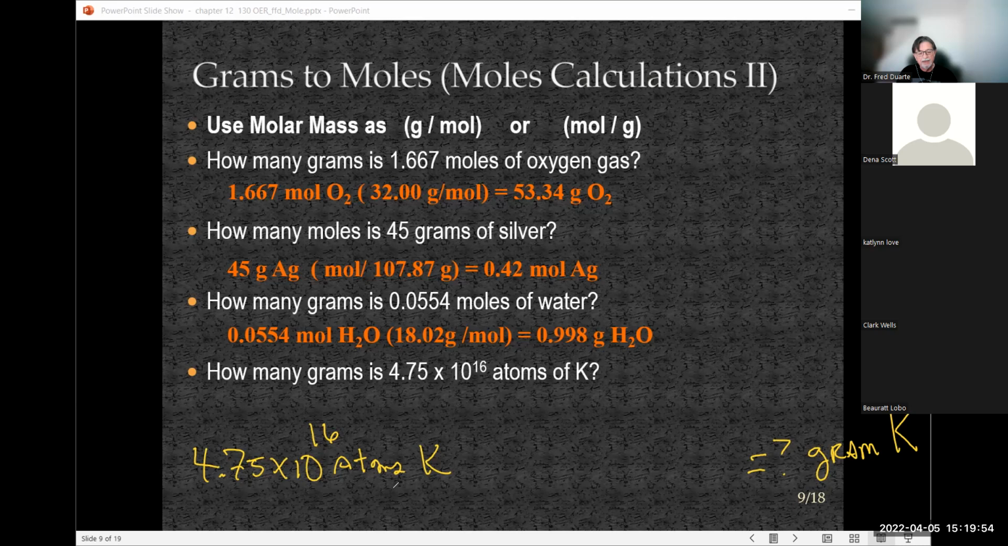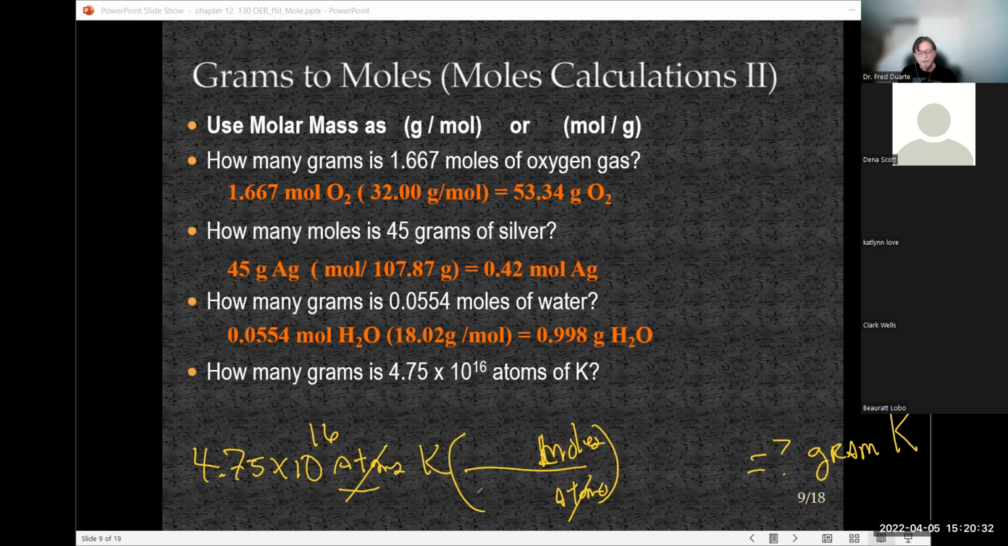So we have atoms of potassium, so that should tell you we need to use Avogadro's number. I'm going to put atoms in the denominator because I want to cancel atoms out and get to moles. Moles is a common factor, whether we're going from grams or dealing with atoms or molecules. We have to get to moles so we can proceed from there in whichever direction we need to go.